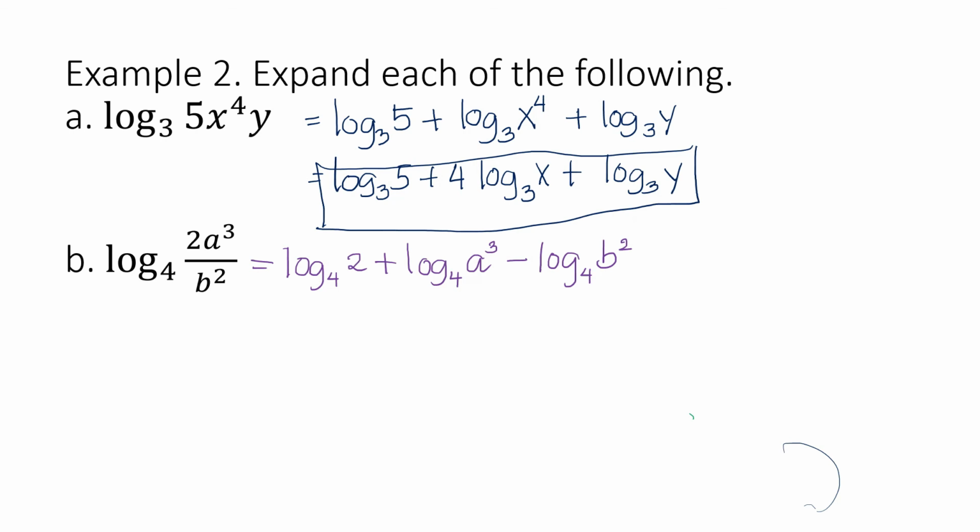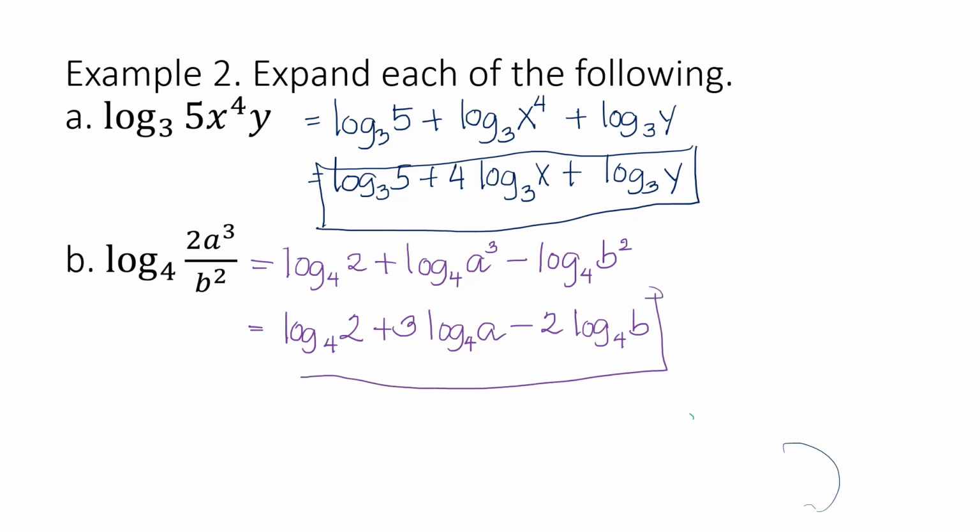Again, we may still expand this part and this logarithm by applying to each the power law. Each exponent will become a factor. So this will now become logarithm of 2 to the base 4 plus 3 will become a factor, 3 times logarithm of a to the base 4 minus, next, again by the power law, this will be 2 times logarithm of b to the base 4. So this is the expanded form of letter B.